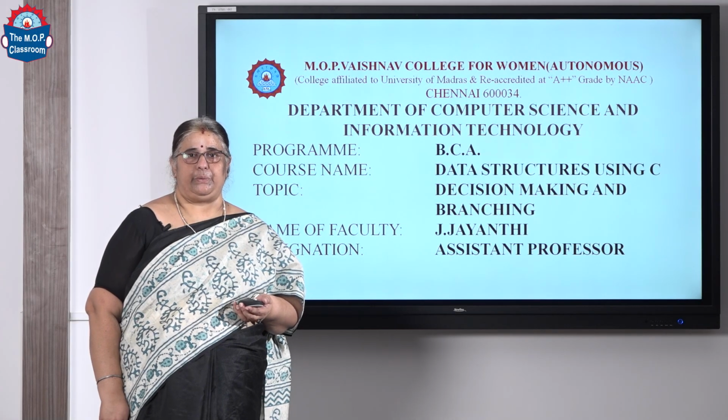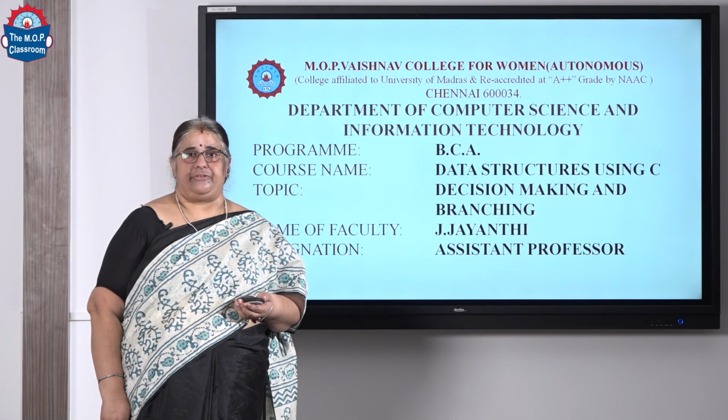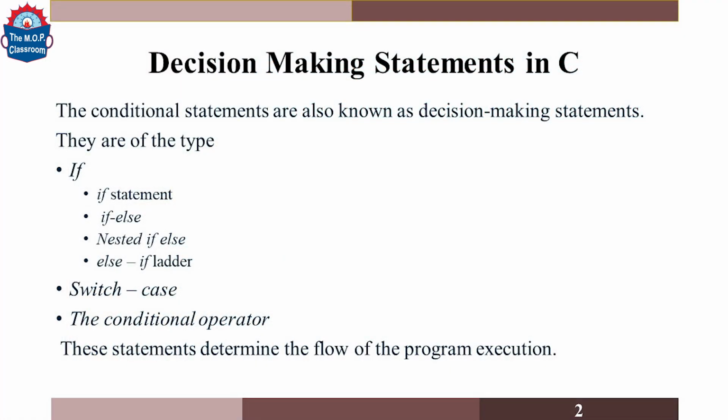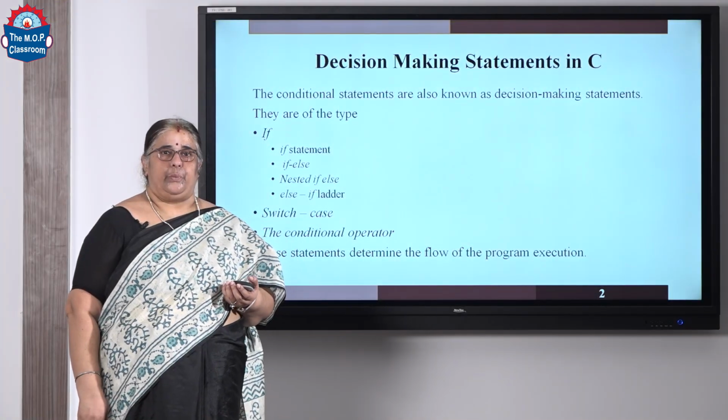Happy day. We will be talking today about the different decision making statements in C. There are three decision making statements in C, which are if, switch case and conditional operator. We will see each one with example.